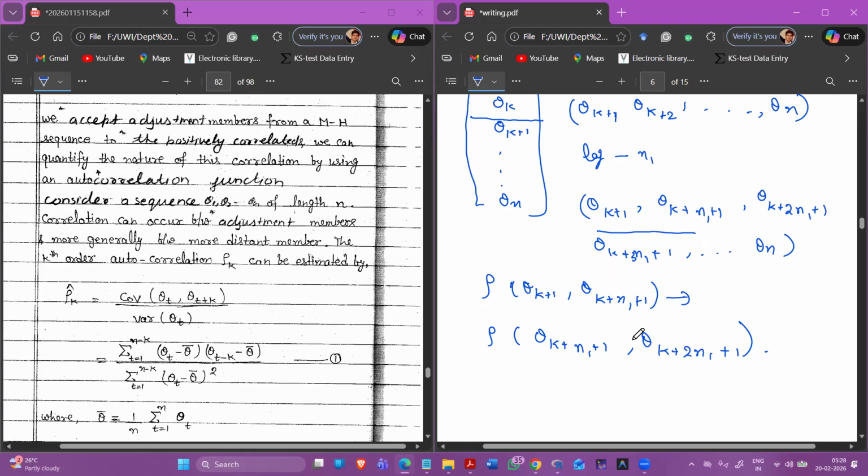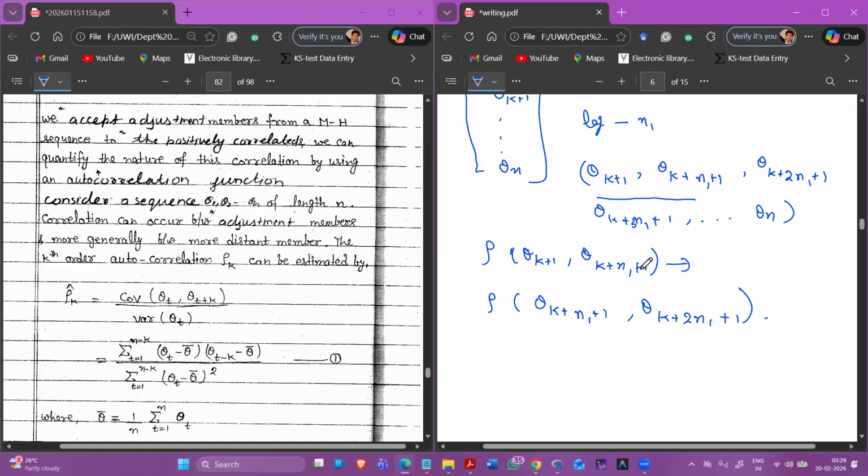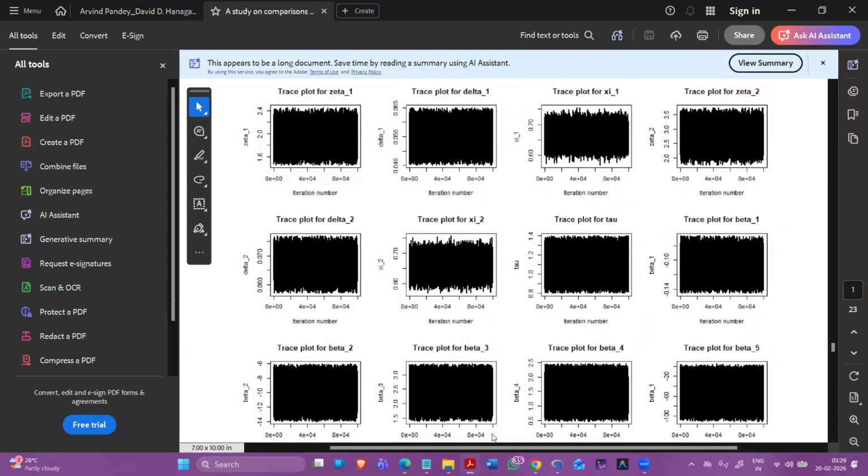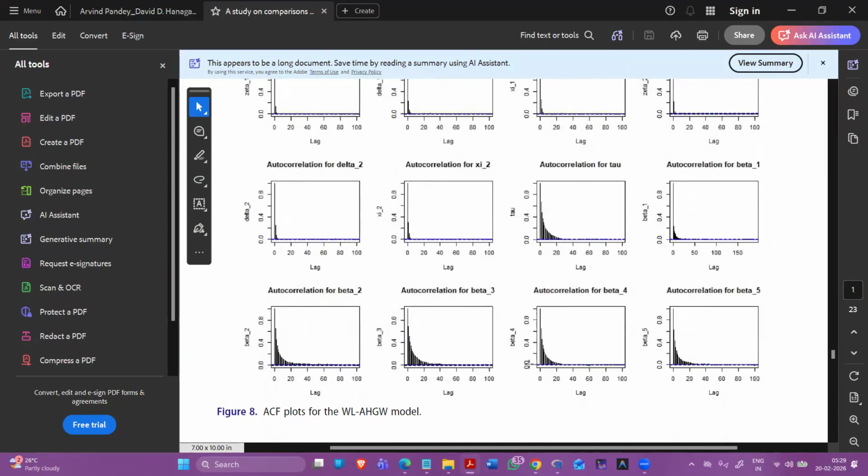If this autocorrelation that I am finding is negligible, my chain is mixing well, my chain is reaching the stationary state, and whatever these estimates are, they are reaching the estimate. After that, I can find out the mean of these observations. That will be my estimated value if the autocorrelation is negligible.